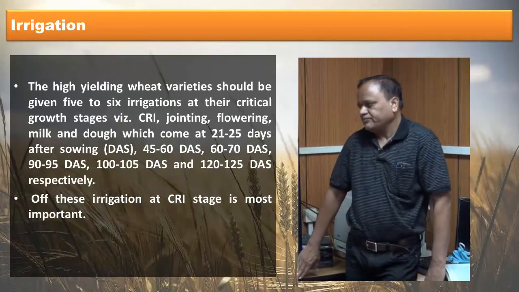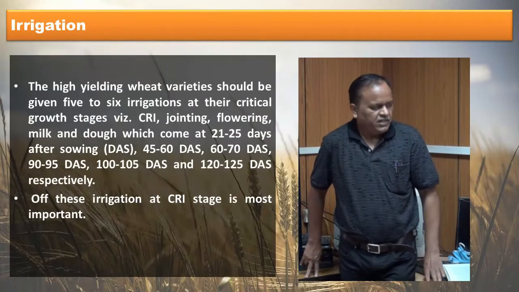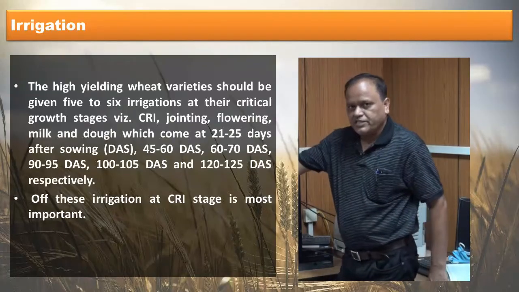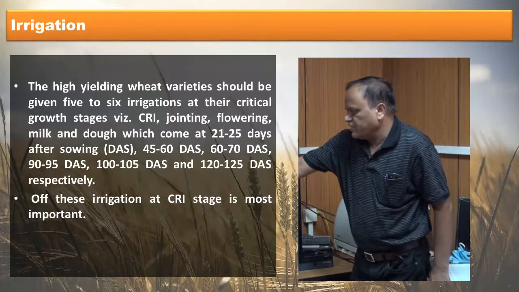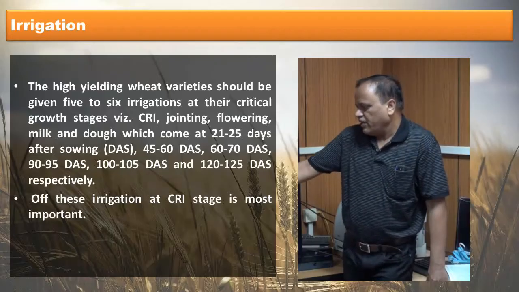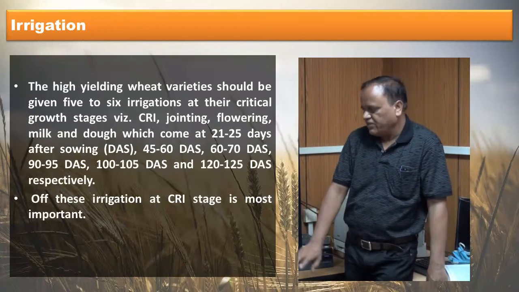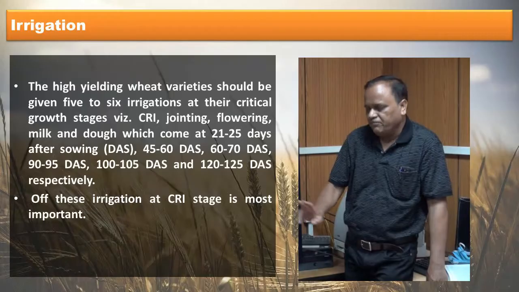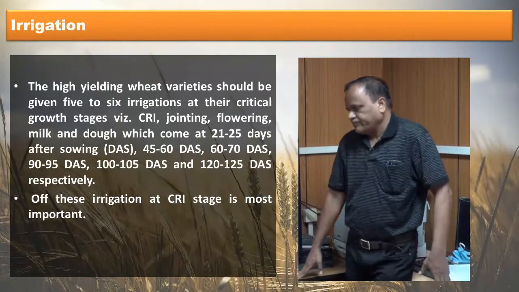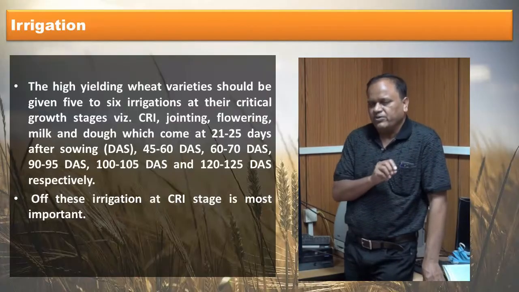Take for example, in wheat, you must know some of the critical stages like crown root initiation stage, jointing stage, flowering stage and dough stage, which come at 21 to 25 days after sowing, and 40 to 60 days after sowing, 60 to 70 days after sowing, 90 to 95 days after sowing, 100 to 105 days after sowing, and 120 to 125 days after sowing. So among all these critical stages, which stage is most important?